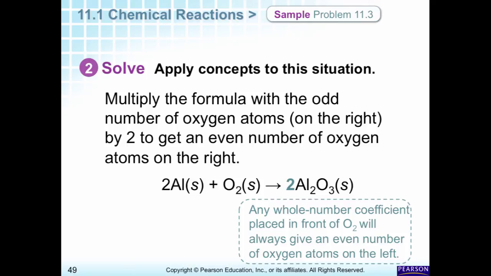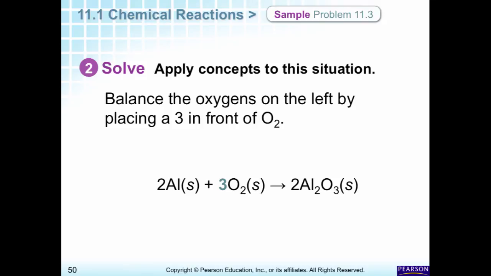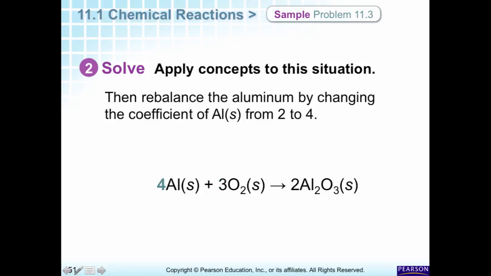So now we have 6 oxygens, and we're going to have to take care of the other oxygen. We're going to have to put a 3 there, right? So our oxygens are fine. But what do we do to our aluminum? Now we've got 4 aluminums on the right, and there's only 2 here. So that means we have to multiply this by 2. So that becomes 4. Now it's balanced.